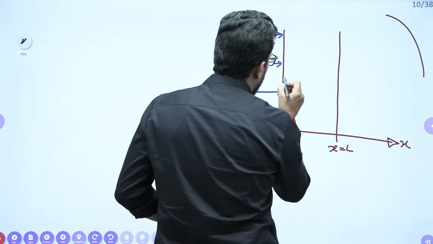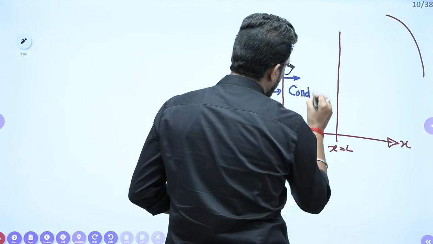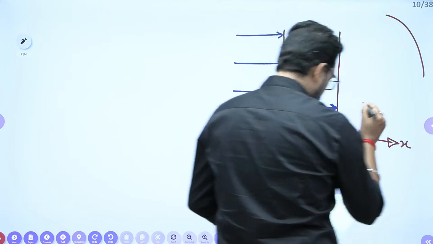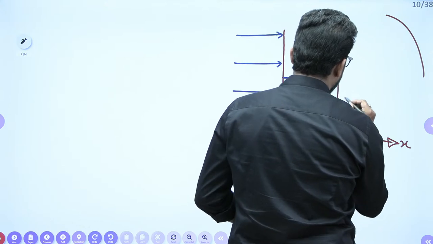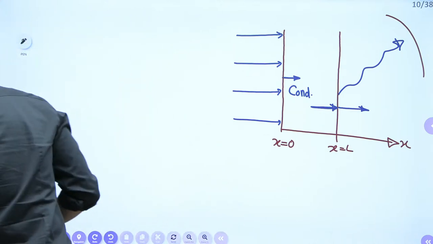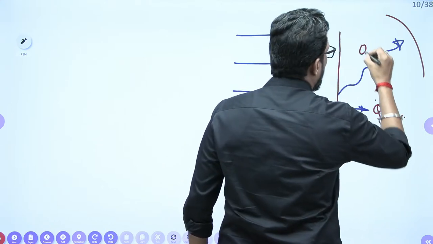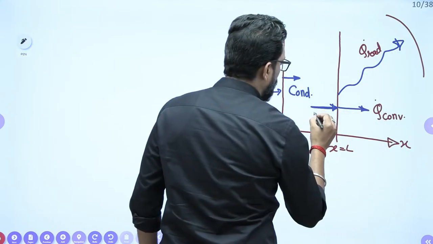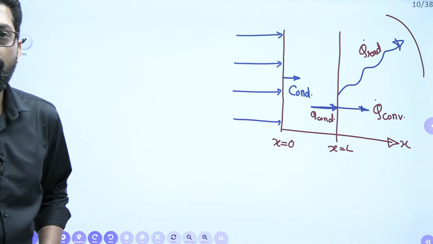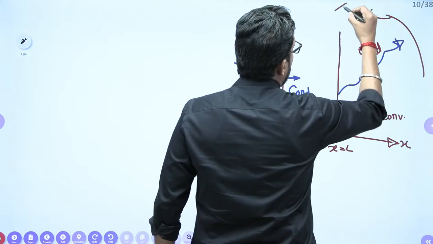At x equal to 0, there is also conduction. And again there is conduction at this face, and then there is convection at this face, and there is radiation, right? So this is your Q convection, this is your Q radiation, and there is a Q conduction. Now, this is the surrounding temperature, T surrounding.